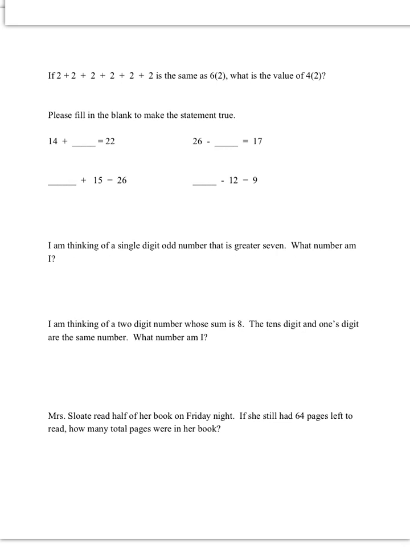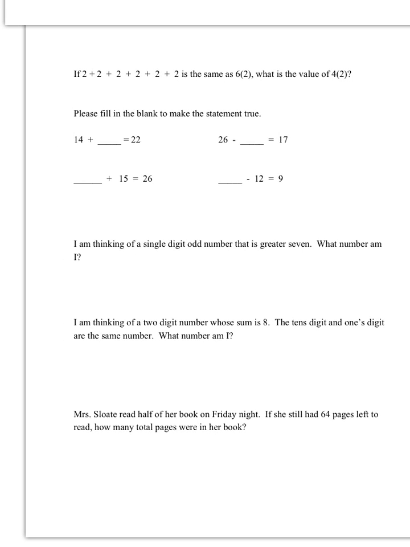This one, they've been introduced to the idea of even and odds, and now it's just applying it in a different format. I'm thinking of a single-digit odd number that is greater than 7. What number am I? And then the next problem goes back to something very similar to what we had before: I'm thinking of a 2-digit number whose digits sum to 8. So within that 2-digit number, think of our 2 digits. The sum is 8. What are our combinations that make 8? And going from there. And then the Mrs. Sloat problem is just asking them to read the problem and think logically about what the solution would be.